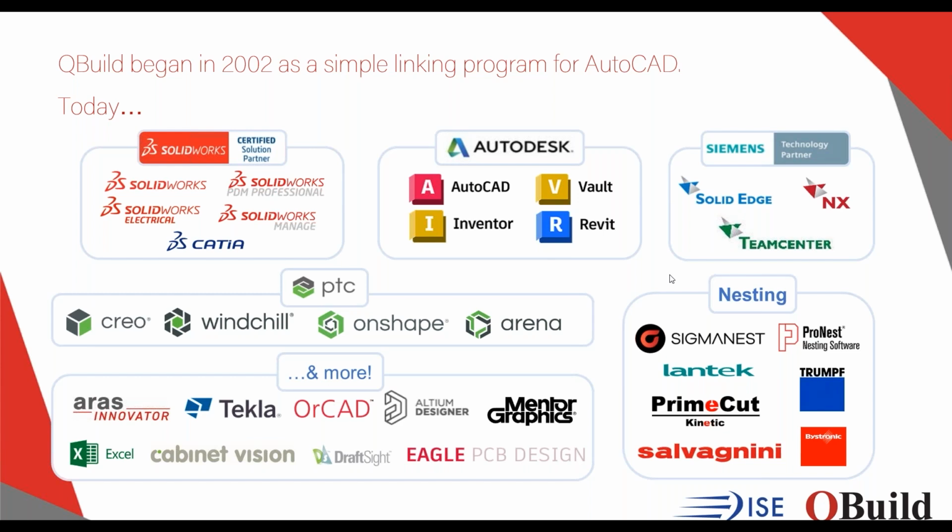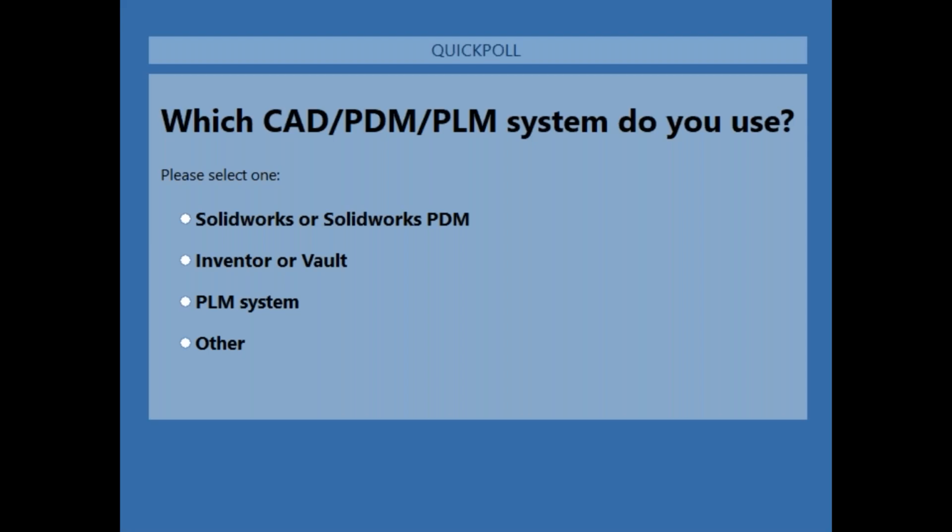Quick show of hands, how many of you see, well, not quick show of hands, I'm going to do a poll here. How many of you see your system here? I just launched a poll. You should see something on your screen with multiple choice, and you can select which system you're currently using.